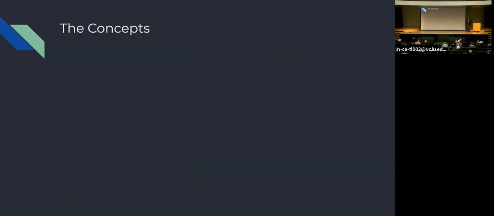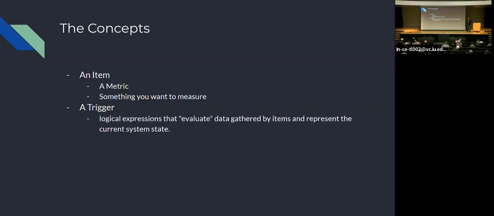There are majorly, I would say, three main concepts within Zabbix. The first one is an item. An item is basically the metric that you want to monitor for, such as CPU, memory, response time for a particular service. And this is what you want to collect and keep.